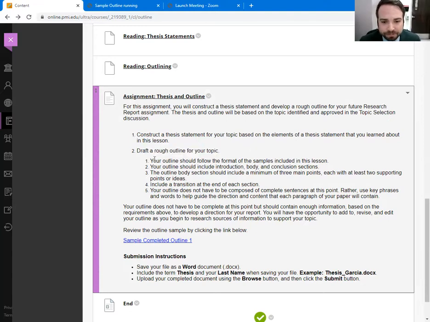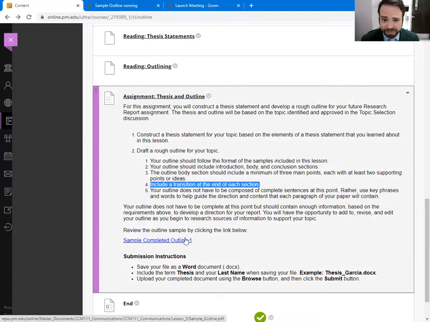All right, so you'll write your thesis statement, and then you need to draft a rough outline for your topic. Your outline should follow the format of the samples included in this lesson. Your outline should include an introduction, body, and conclusion sections. The outline body should include a minimum of 3 main points, each with at least 2 supporting points or ideas. You need to include a transition at the end of each section. Please pay attention to this because this sample right here does not have transitions included, but yours needs to. The sample that I put together right now that I'm going to show you does have those transitions.